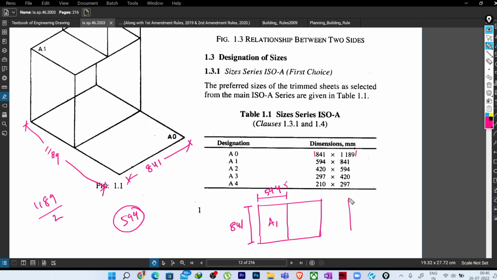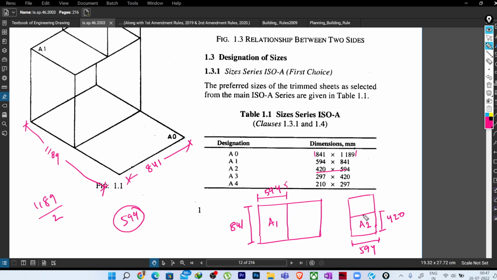Now you got the A1 paper like this, or you can also rotate this in landscape. Now if you make it half, how much will it be? This dimension will be fixed, which is 594. Now here it will become 841 divided by 2, right? So 841 divided by 2, so it will be 420. Now I have got my A2 size, you can see here.